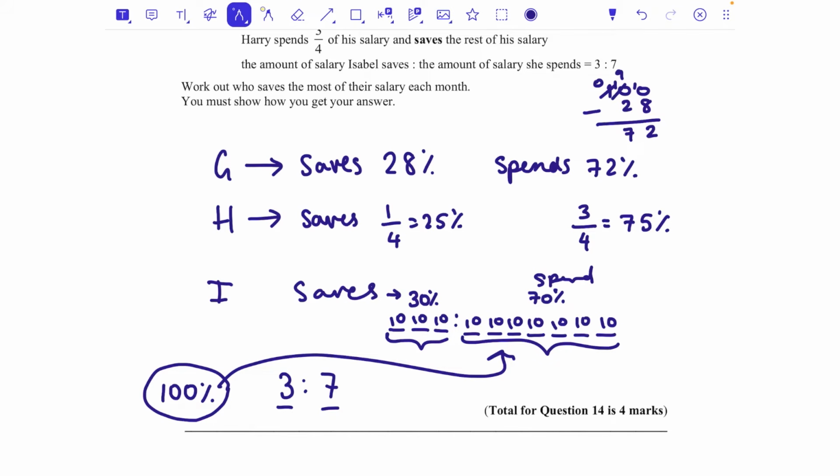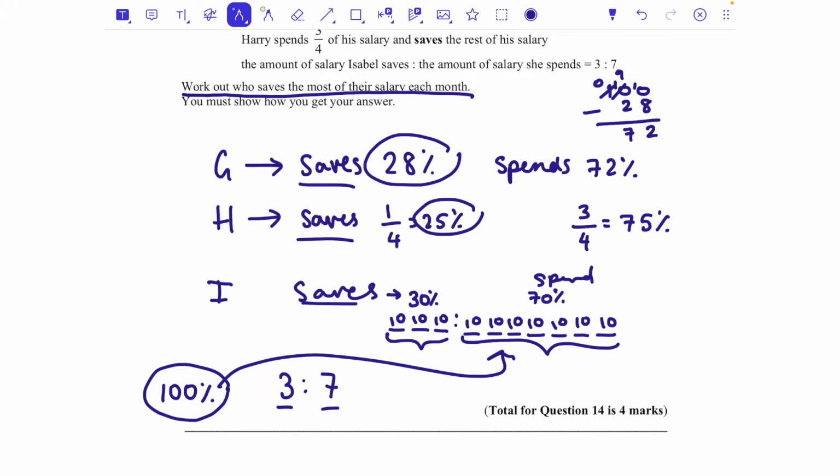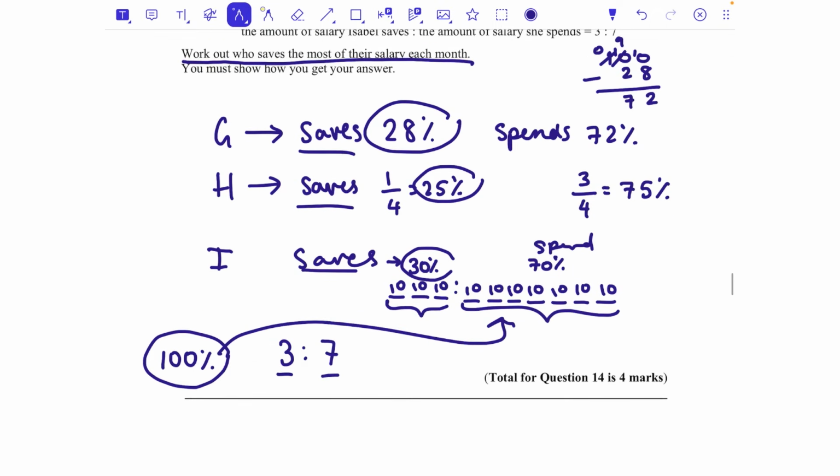The question is, work out who saves the most of their salary each month. So we're now looking at the savings. I've got 28, 25 and 30. So we can see, and we need to write a sentence.